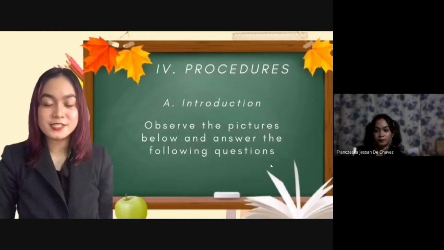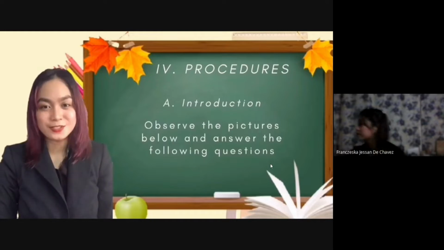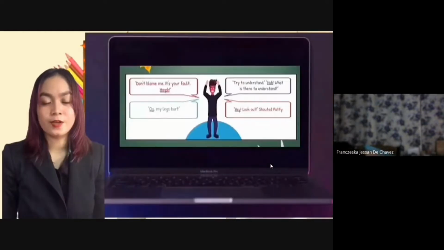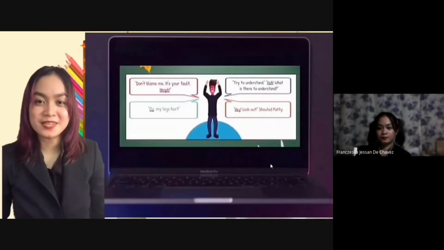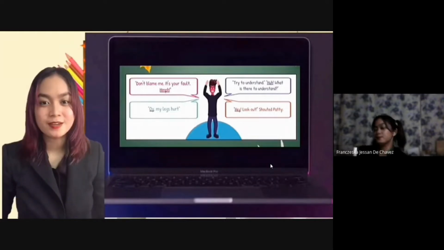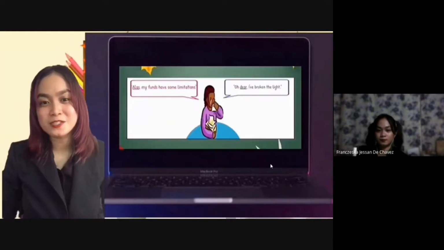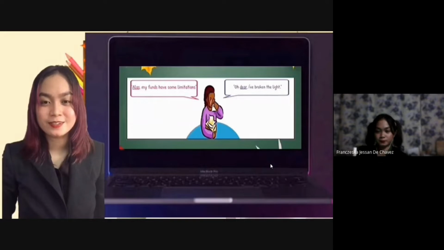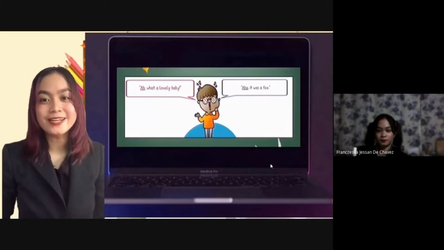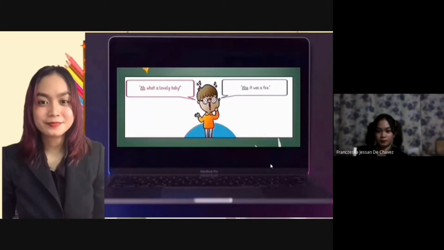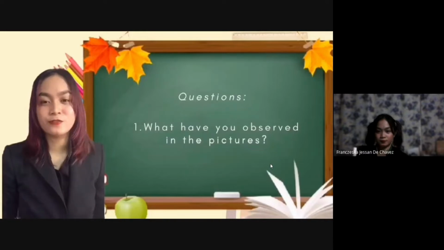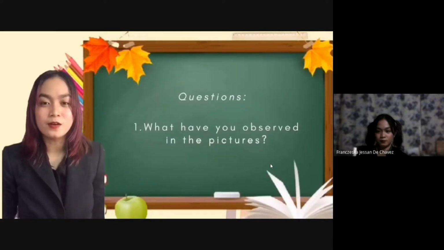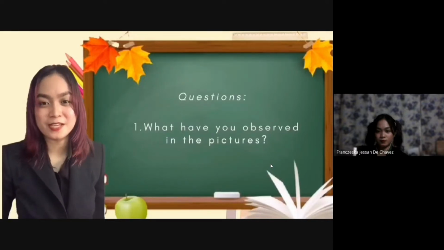The fourth part is the procedures. A. Introduction. Observe the pictures below and answer the following questions. Okay, class, I'm going to give you 5 minutes to observe the pictures. And I'm going to call someone to answer the following questions. Okay, are you done? Okay, who wants to answer the first question? Number 1. What have you observed in the picture?